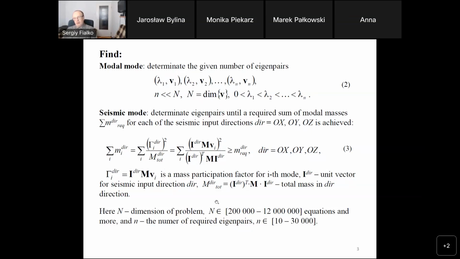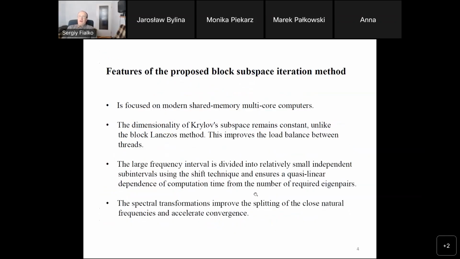We consider problems with such ranges of parameters: dimension of the problem and number of required modes. Where N is close to this value and small n is close to this value, we obtain a very hard computational problem. Here are presented the features of the proposed block subspace iteration method. This method is focused on modern shared memory multi-core computers. The dimensionality of the Krylov subspace remains constant, unlike the block-Lanczos method. This fact improves the load balance between threads.